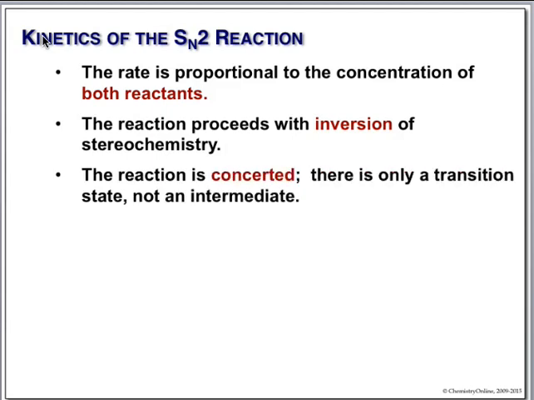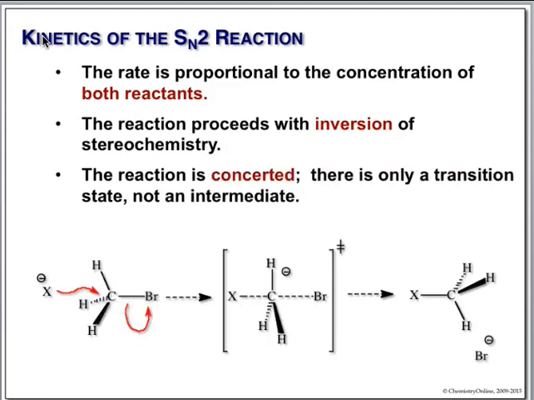All right, so what we know about an SN2 reaction. Kinetically, the rate is proportional to the concentration of both reactants. That makes it bimolecular. The stereochemistry here proceeds with inversion of configuration. And we use the word concerted to represent this type of reaction where everything is in the transition state. Bonds are making and breaking at the same time. The word for that is concerted. Any questions?